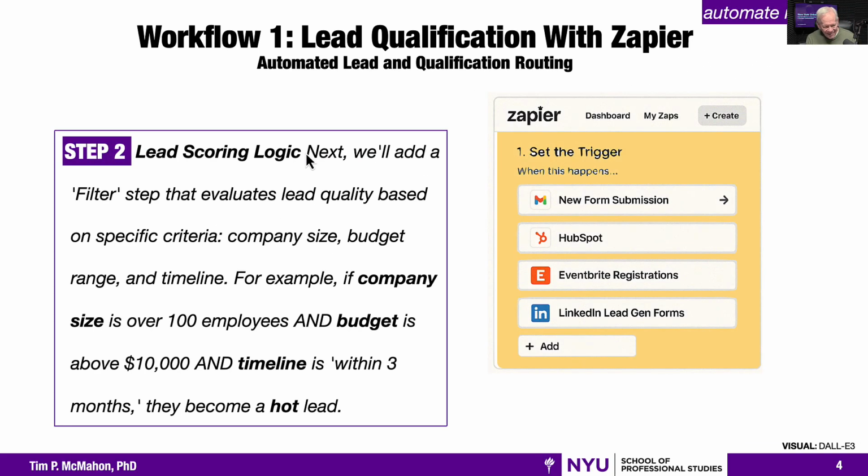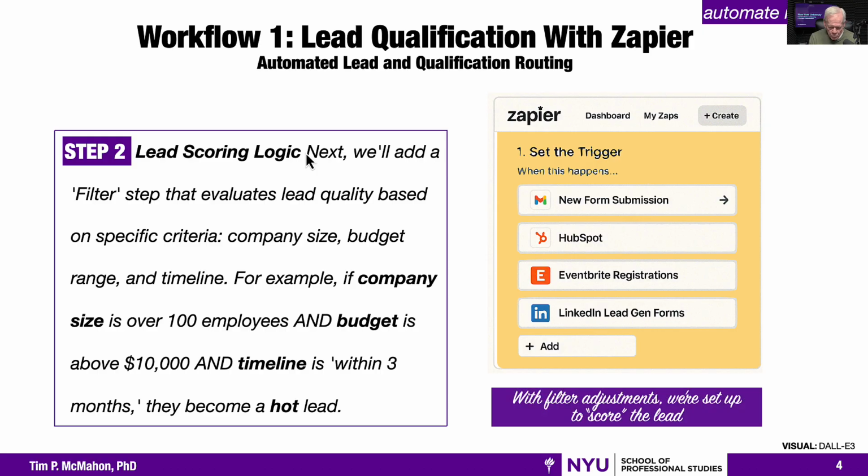Now, the second step on automating new leads is to introduce the lead scoring logic. It's the means by which we're going to actually evaluate the lead quality based on the size, budget, range, and timeline of the customer or the prospect. With these filter adjustments, now we're set to score the lead.